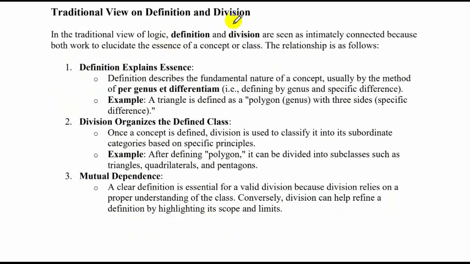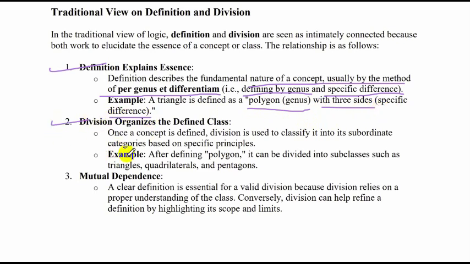Traditional view on definition and division. Definition explains the essence. Definition describes the fundamental nature of a concept, usually by the method of per genus et differentiam, that is, defining by genus and specific differences. Example, a triangle is defined as a polygon. Polygon is the genus, with 3 sides, the specific difference.